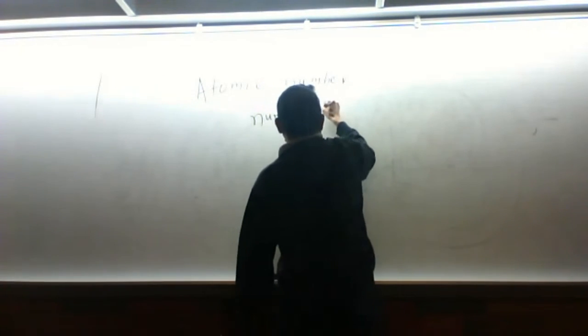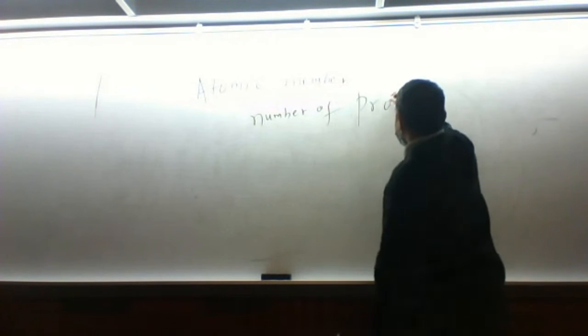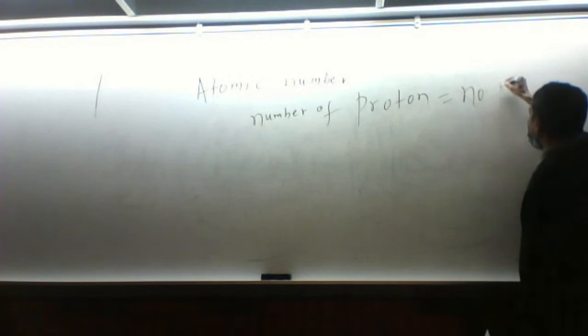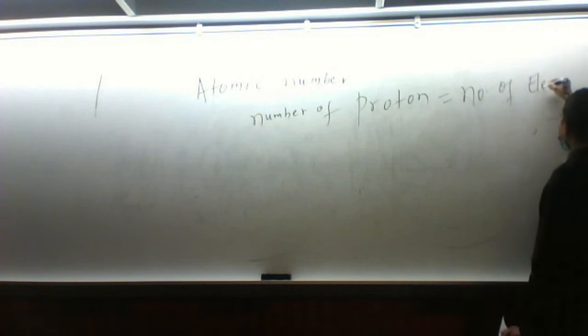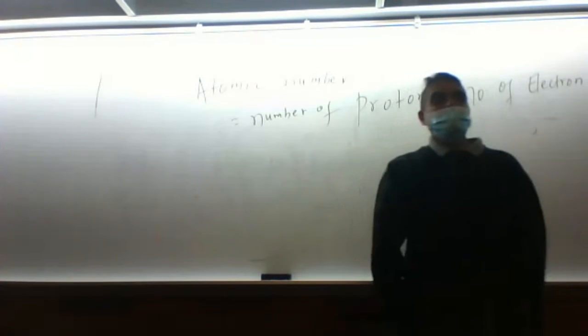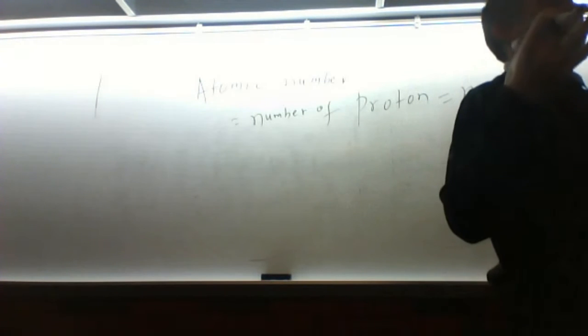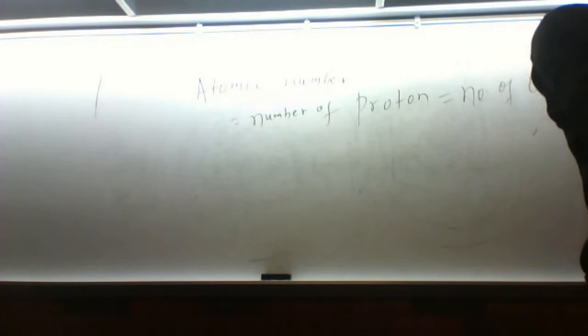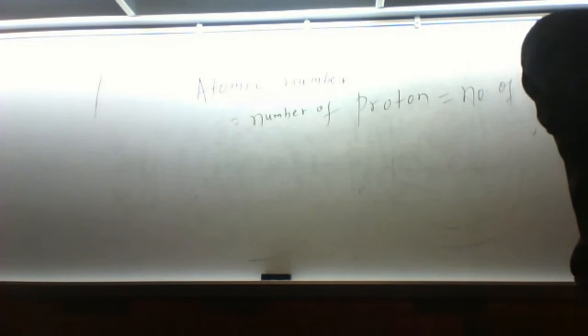So the number of protons is always equal to the number of electrons, and this is called the atomic number. So what is atomic number? Atomic number is the number of protons, and the number of electrons in an atom is equal, and that number is called the atomic number. Make sense?